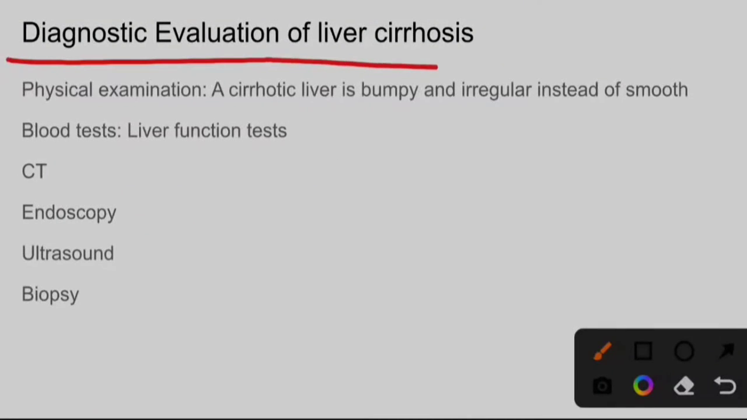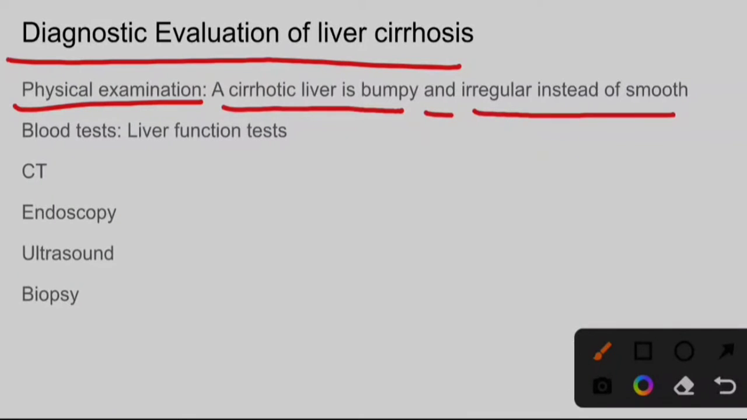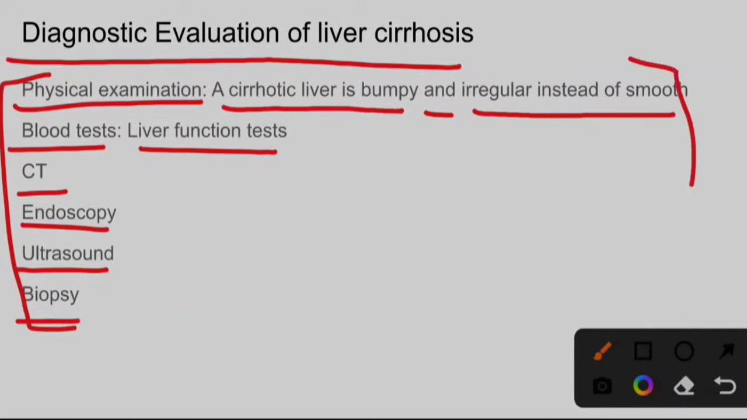Diagnostic evaluation of liver cirrhosis. Physical examination: a cirrhotic liver is bumpy and irregular instead of smooth. Blood test, liver function test, CT, endoscopy, ultrasound, biopsy. So we can diagnose liver cirrhosis by these methods.